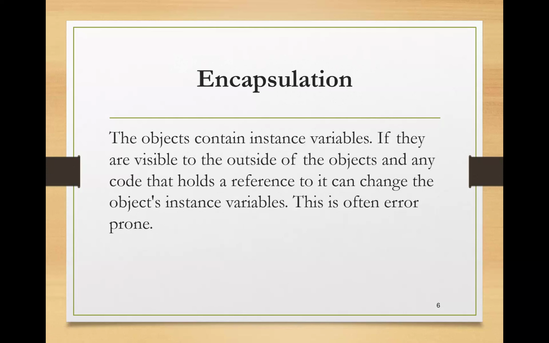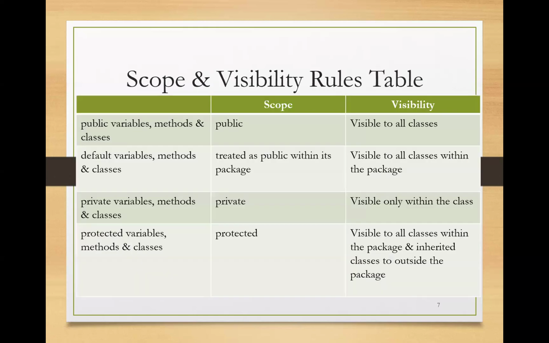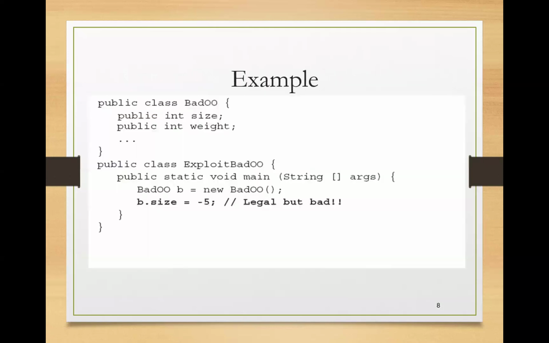Therefore, the object contains instance variables. If they are visible to the outside of the object, any code that holds a reference to it can change the object's instance variable using the dot operator. Therefore, in order to restrict it, you make all the instance variables private and declare public getters and setters. We discussed the access modifiers as well. If it is public, it is visible to all classes. If it is default, visible within the package. If it is private, visible only within the class. If it is protected, it is visible at the package level and to classes through inheritance.